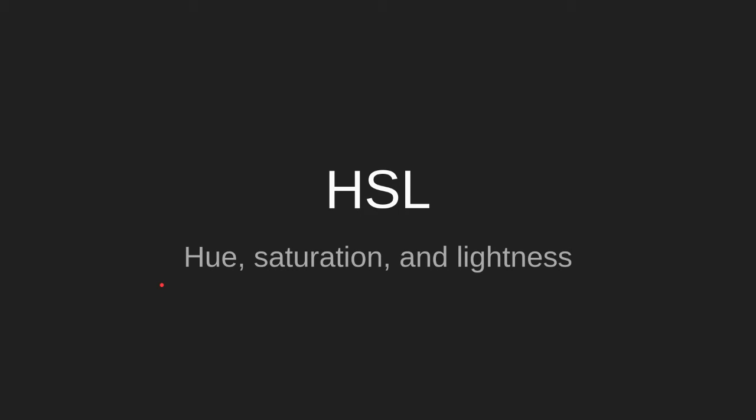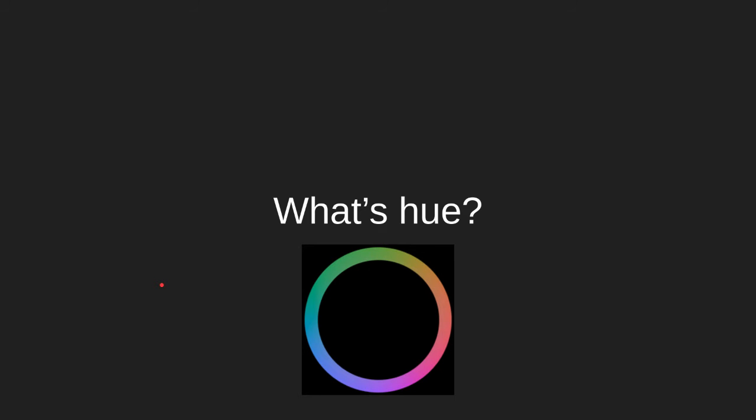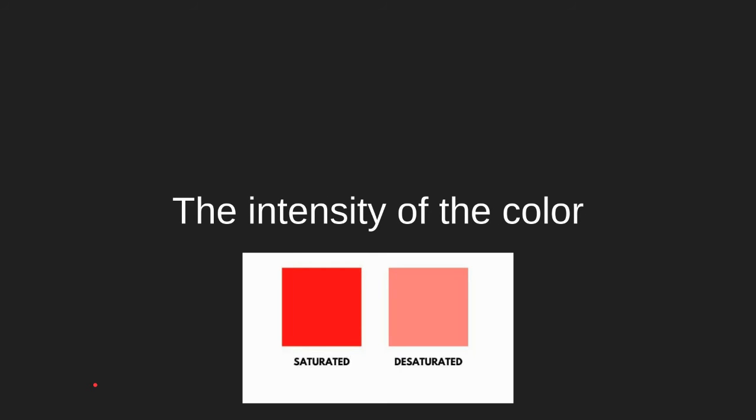HSL stands for hue, saturation, and lightness. Now what's hue? Hue is the pure color, colors like yellow, purple, and blue. Now what's saturation? It's the intensity of the color. So here's a saturated red and here's a desaturated red.